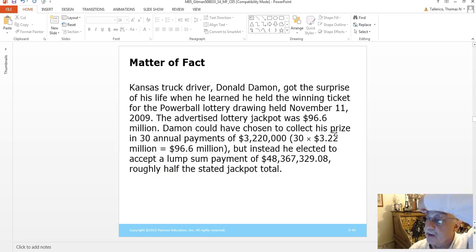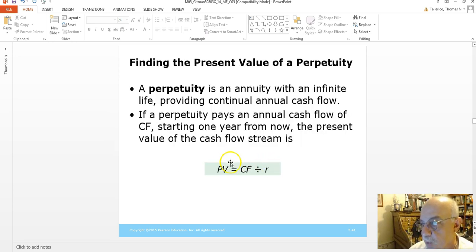And here's a little blurb about Lotto, right? The guy blew, I think he blew his money. He won 96.6 million, he took the lump sum, and he only gets 48 million. Right? You always get a lesser one. All right, so I'll stop here, and we'll pick up with perpetuities the next time we meet.